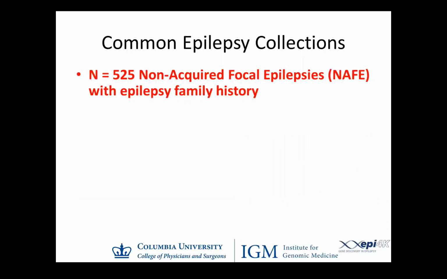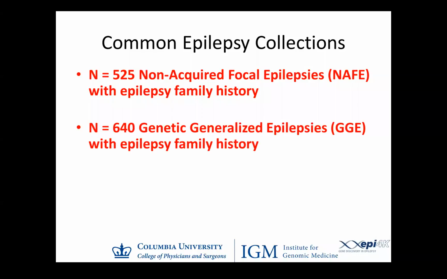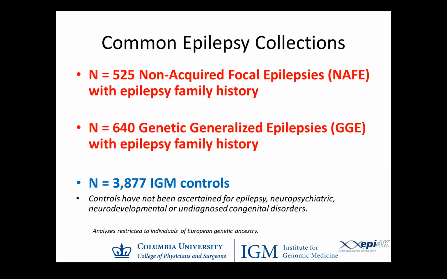So we've sequenced two collections of broad common epilepsies. First one being a cohort of about 525 unrelated index cases with non-acquired focal epilepsy and a family history of epilepsy. And we've also sequenced about 640 genetic generalized epilepsies, again unrelated index cases with an epilepsy family history. Now, both these cohorts were compared to a collection of close to 4,000 controls. These were individuals sequenced using the same platform, same bioinformatics processes, and they were not ascertained for epilepsy, neuropsychiatric, or any other neurodevelopmental or severe congenital disorders.